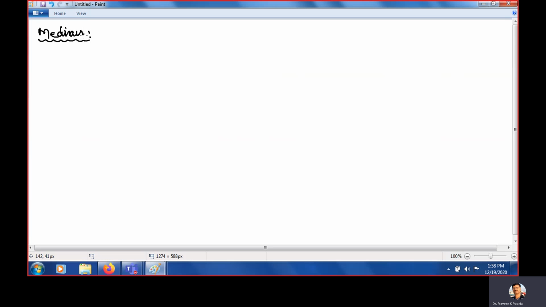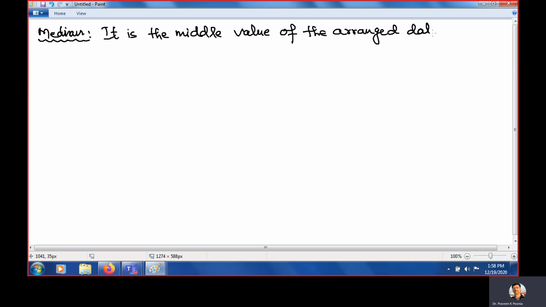Median. Median means what? Median is the middle value. It is the middle value of the arranged data in ascending or descending order.